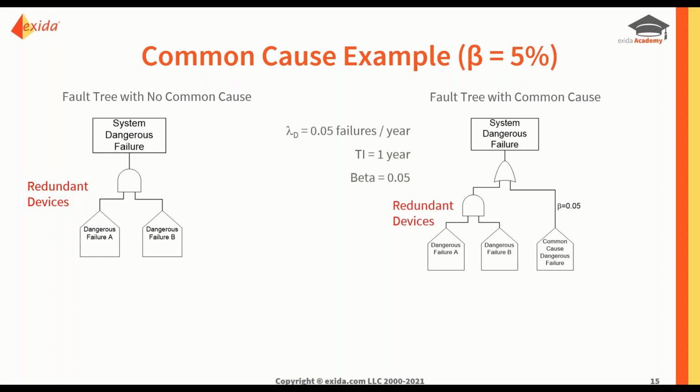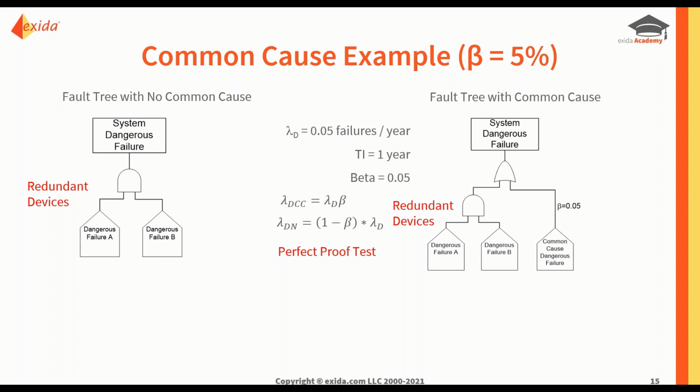And let's just consider a dangerous failure rate of 0.05 failures per year, a time interval of 1 year, and a beta of 5%. In this case, our lambda DCC is going to be lambda D times beta, and the independent failure rate would be 1 minus beta times lambda D. Now let's just for the time being assume perfect proof test. What do I mean by perfect proof test? I'm talking about we can find and fix all the dangerous failures. So it's 100%, just to give you the comparison.